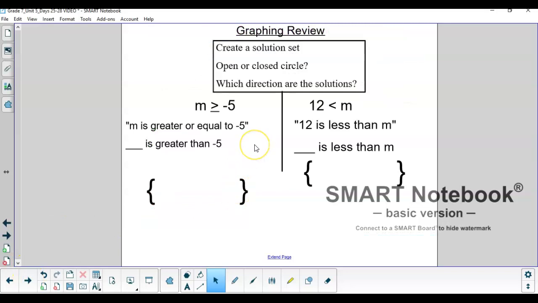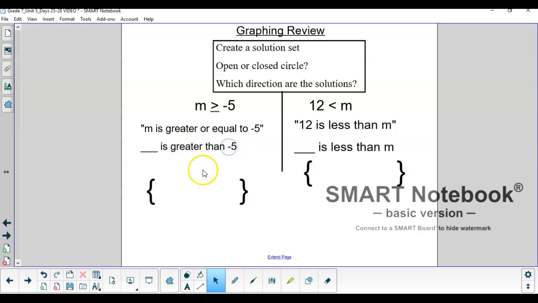All right, just to kind of start off, we want to be able to read inequalities, determine whether or not we're using open and closed circles, and we're going to use solution sets really to help us out when we go to do our graph. So this first one on the left, we have m is greater than or equal to -5. We would read that as m is greater than or equal to -5.